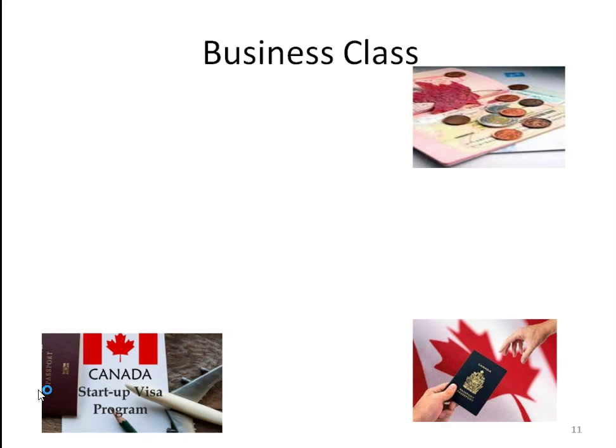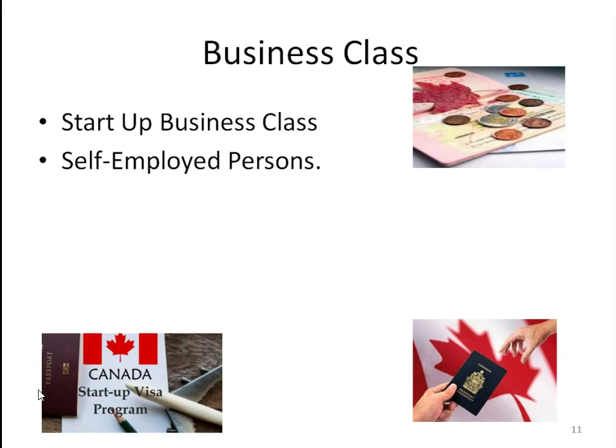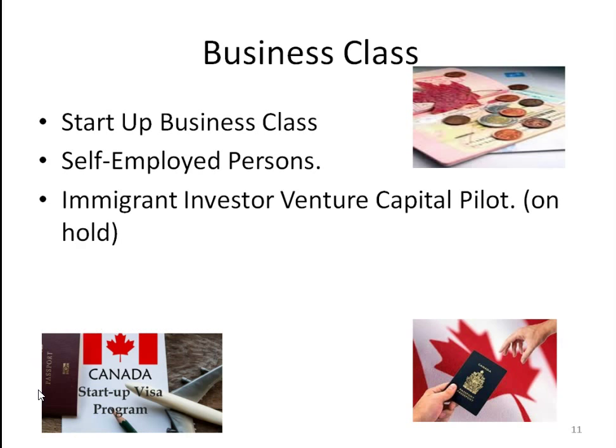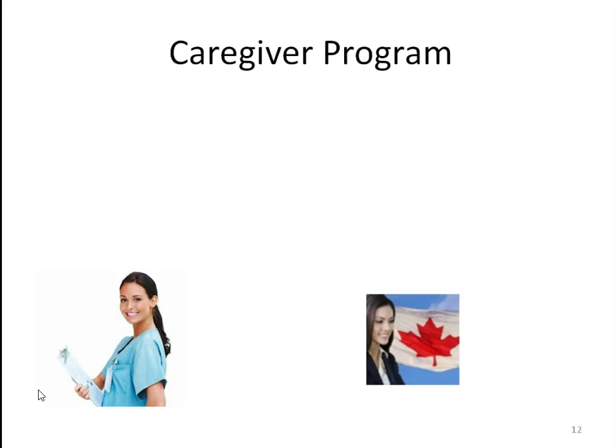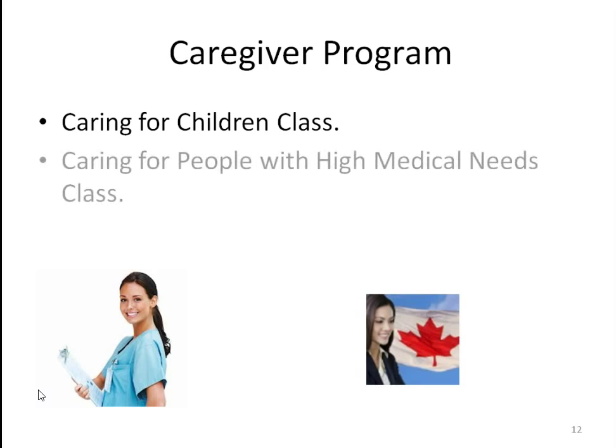In the business class we find the startup business class, the self-employed persons, the immigrant investor venture capital pilot that is on hold, and one that was discontinued recently was the entrepreneur, which was terminated in 2014, and also the investor class that was terminated in 2014. The caregiver program, where we find the category for caring for children class and caring for people with high medical needs class. That's the most popular among the caregiver program.